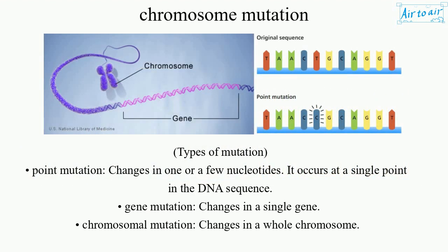Types of mutation. Point mutation: changes in one or a few nucleotides. It occurs at a single point in the DNA sequence. Gene mutation: changes in a single gene. Chromosomal mutation: changes in a whole chromosome.